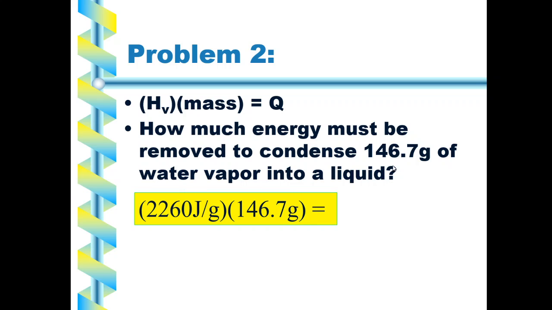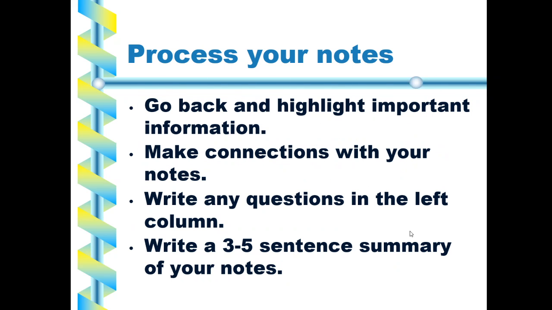So I will start plugging in my numbers, okay? The heat of vaporization of water, which you would be given, is 2,260 joules per gram times the mass, 146.7 grams. And if you multiplied it out, you would get 331,500 joules, okay?